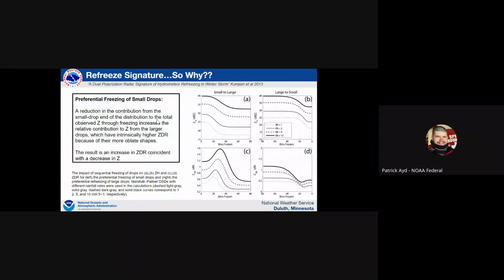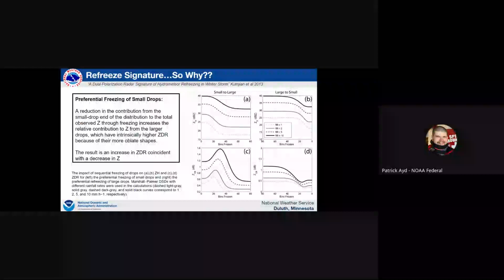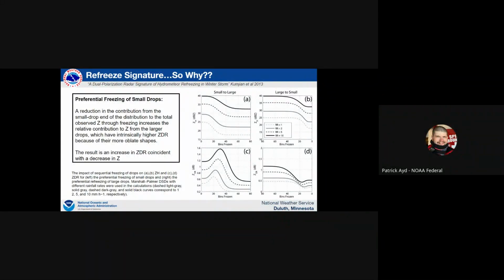So why is that happening? Well, there's a few things going on and a little bit of unknown. One thing they conjecture is preferential freezing of small drops. So the small drops are freezing first, and they become ice. Ice is not as reflective as liquid water. So that's why you're getting that reduction in reflectivity.